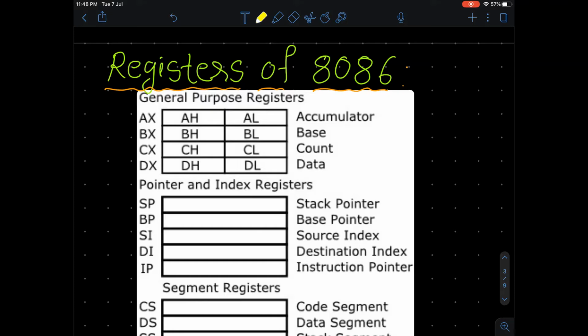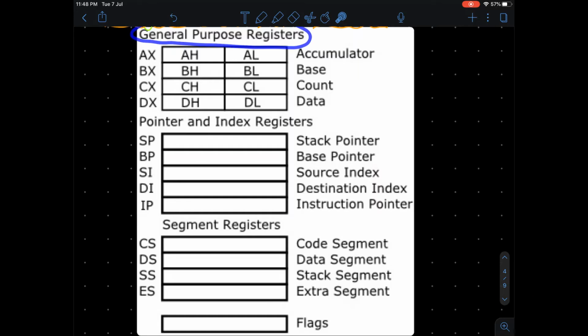Registers of 8086. Registers of 8086 are broadly categorized as general purpose registers, pointer and index registers, segment registers, and flag registers. There are a total of 14 registers.